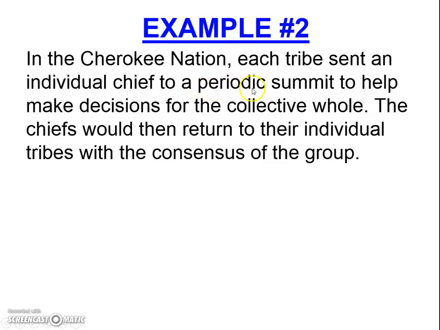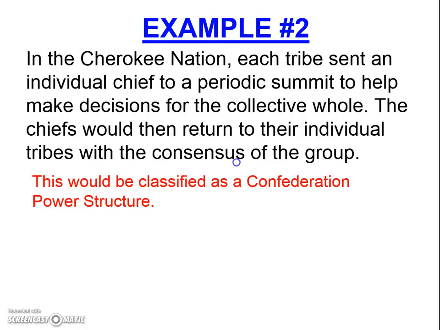So what this means, if the summit was periodic, it means they had a meeting, but it wasn't all the time. It only happened sometimes. Okay, make decisions for the collective whole, and then there was a consensus. A consensus means an agreement that all of the smaller chiefs agreed upon. So which type of power structure do you think example 2 would be? If you said confederation, you would be correct.